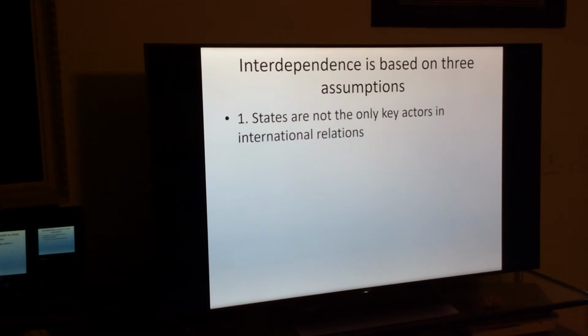Interdependence is based on three assumptions. One, states are not the only key actors in international relations. The one world government is another. Non-governmental organizations, or NGOs. So those are like multinational corporations, which I've briefly touched on. Let's see, Apple is a multinational corporation. It has plants in China. They get parts from South Korea, the headquarters is in the United States, and so on.